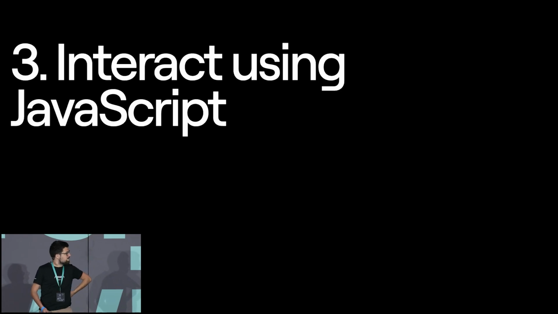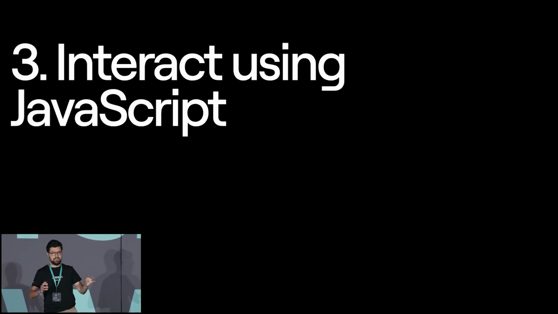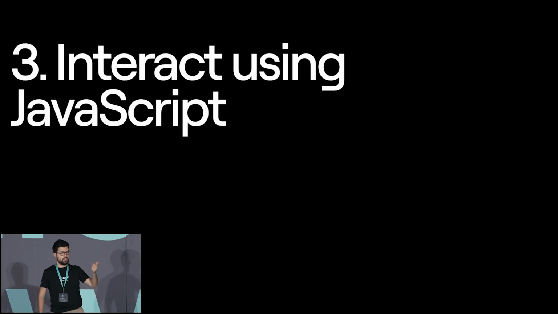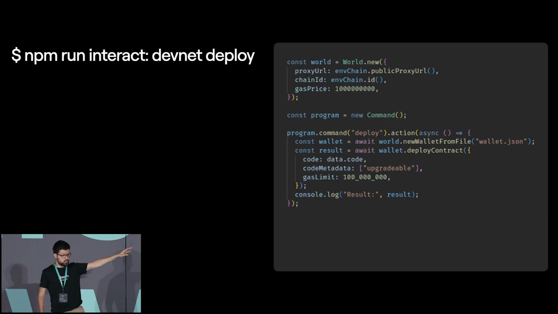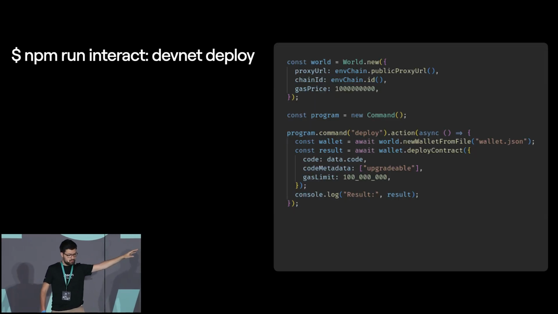Third, interact using JavaScript. And by interact, I mean deploying on the real blockchain, upgrading on the real blockchain, or interacting with your endpoints on the real blockchain. For this, you can also use JavaScript, and you can see that it's super easy. On the right, you can see I have just 10 lines of code. And with these just 10 lines of code, I have created the deploy command. The deploy command would not exist if there was not this code I've written on the right.